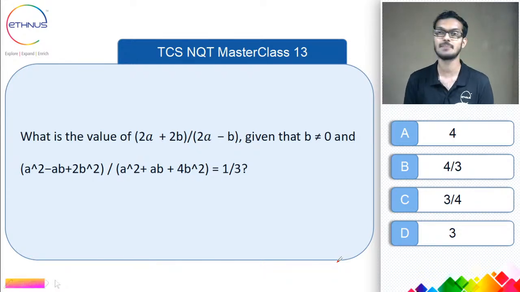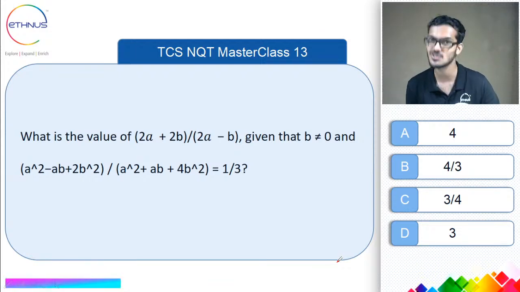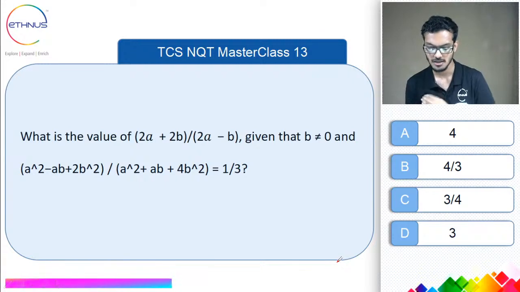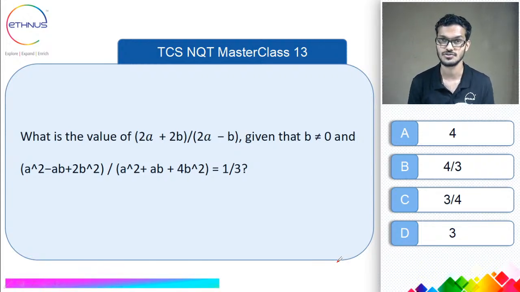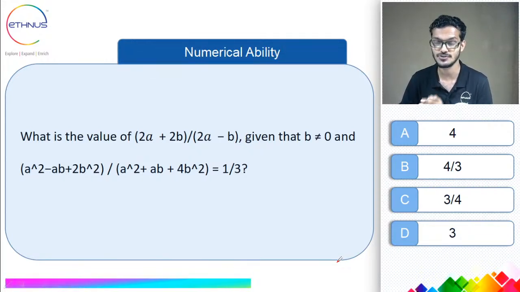You might expect problems related to algebra in the upcoming TCS NQT. So this is one example, a probable question. You can try to solve this in 1 minute 30 seconds. (2a + 2b) divided by (2a - b). This also comes under the ratio part, so it's a mixture of ratio and algebra. Given that b is not equal to 0 and you have one expression which is equal to 1 by 3, what is the correct answer? Options are also there: is it 4, 4 by 3, 3 by 4 or 3? Let me know in the live chat what is the correct answer.